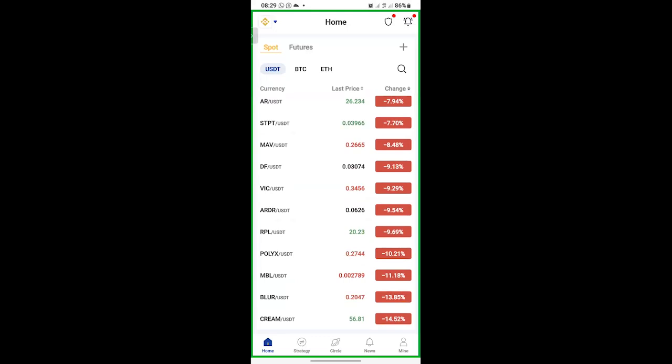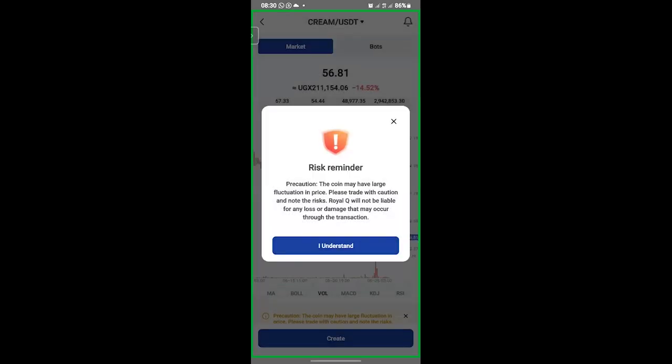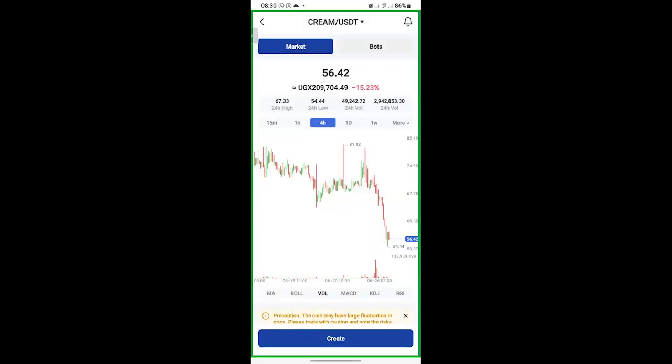Now, like cream, let's look at cream. So before you proceed, risk reminder, precaution. The coin may have large fluctuation in price. Please trade with caution and note the risks. RoyalQ will not be liable for any loss or damage that may occur through a transaction. So these coins sometimes are very volatile, so you need to trade them carefully.